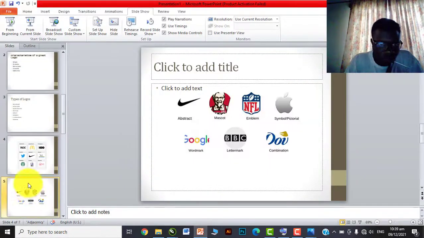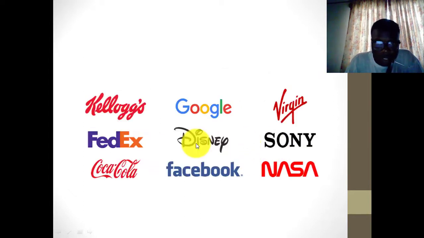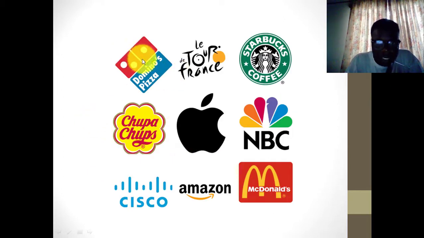Now we move on to other examples of logos. You see abstract, mascot, emblem. Emblem is like a badge, and it's common in schools, institutions, and sport organizations. Then we have wordmark in the case of the Google logo, BBC letter mark, then combination. This is an example of wordmark. All the logos here are wordmarks.